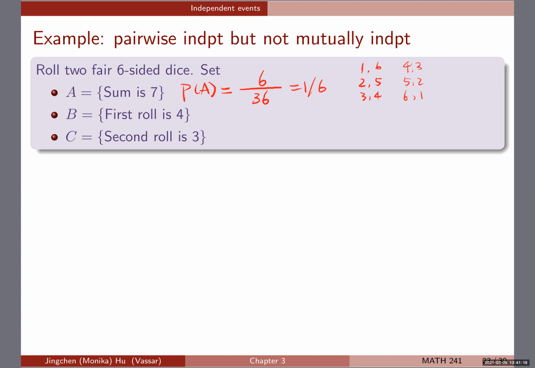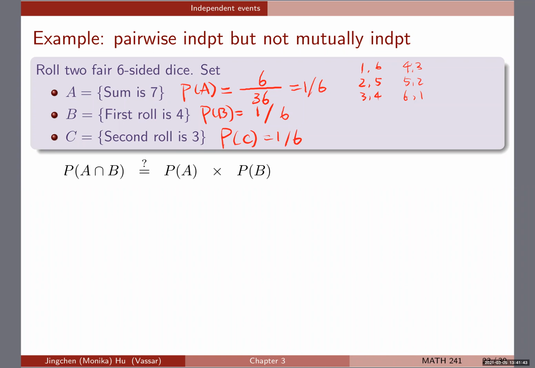All right, probability of B: the first roll is 4. It doesn't matter about the second roll, and we know that it's a fair six-sided die, so it's going to be 1 over 6. Similarly, probability of C is going to be 1 over 6 because we're only looking at the second roll being 3. All right, so with all of this in mind, let's check one by one.